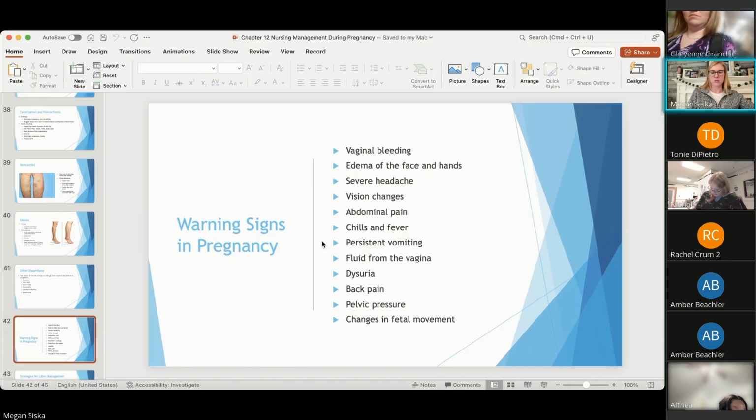Now, some of these are kind of vague, and some of these are, back pain in pregnancy. Okay, yeah, but we need to be able to differentiate back pain from flank pain, back pain from preterm contractions. So just really good assessments on some of these things, and that way we can give reassurance, hey, this is normal, or we should probably bring you in and get you checked out.